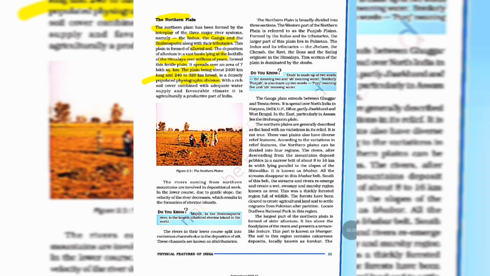So this is a plain with a rich soil cover combined with adequate water supply and a favorable climate. It is an agriculturally productive part of India. So the northern plain is a productive part of India. You see in the figure, that is the plain area.